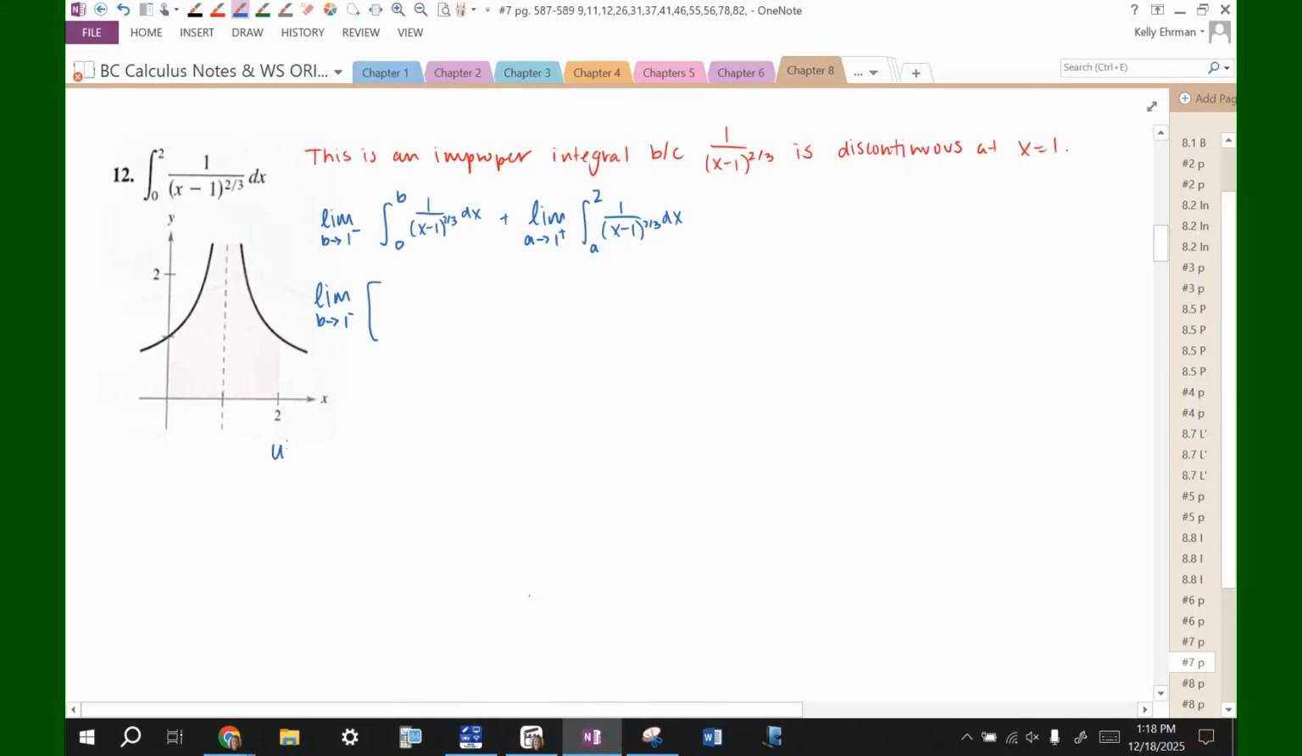So u to the negative 2/3. When you add 1 to that exponent, you get u to the 1/3, divided by 1/3, which is 3. So that came out nicely. Same antiderivative over here.